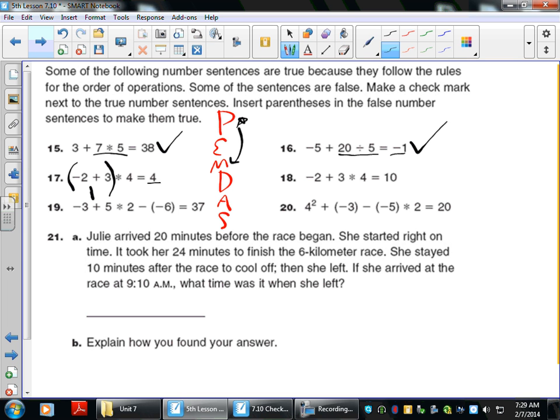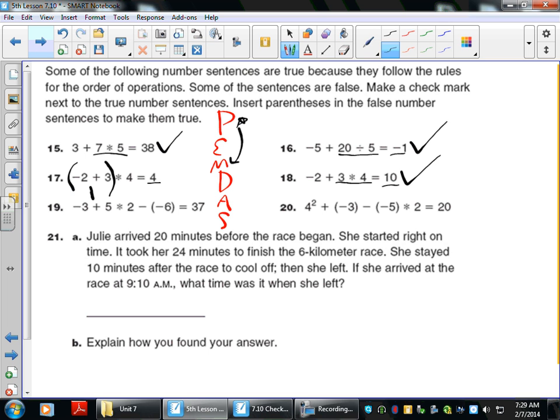So let's look at the next one. We have negative 2 plus 3 times 4. Again, we have to do the multiplication first, order of operations. That is 12. Negative 2 plus positive 12. So moving 12 spaces to the right will give me an answer of 10. So you can put a check mark next to this one. That one looks good. Let's do the last two.